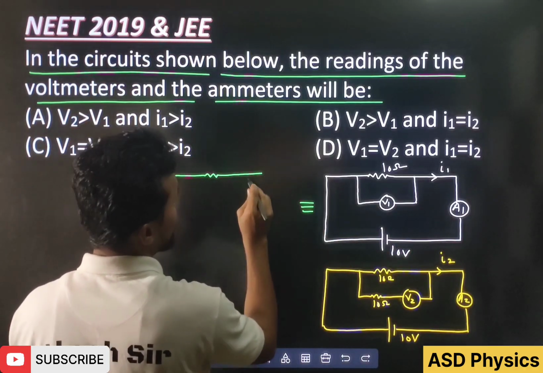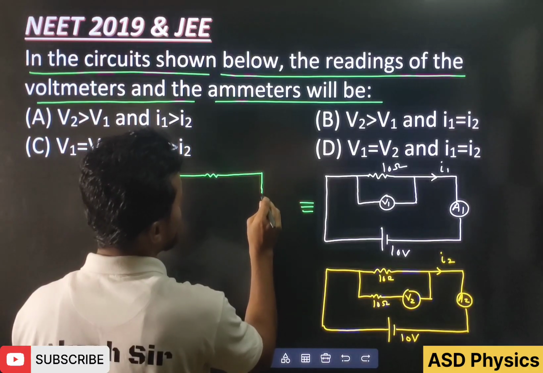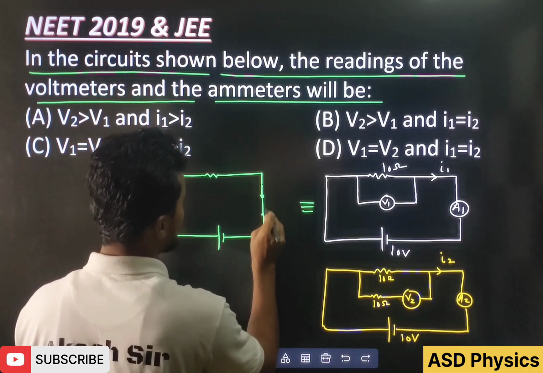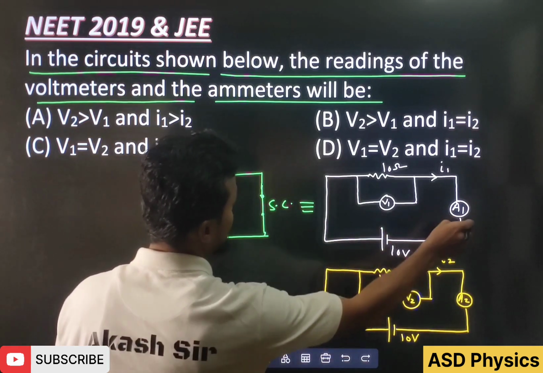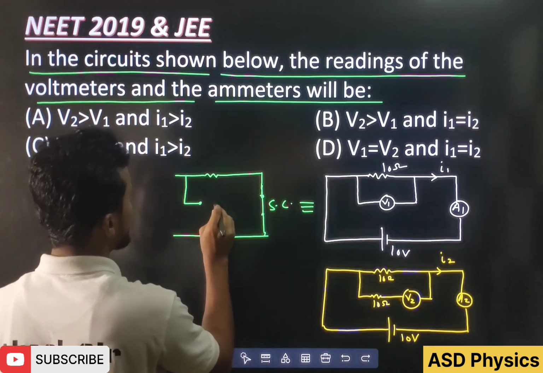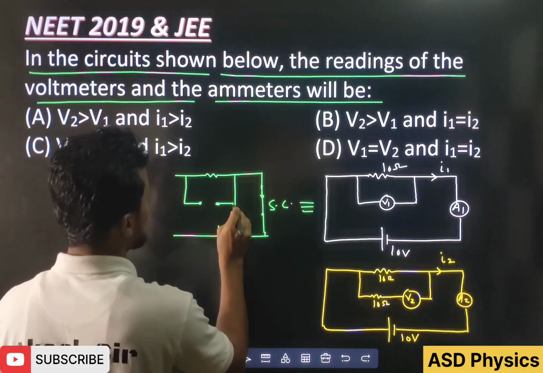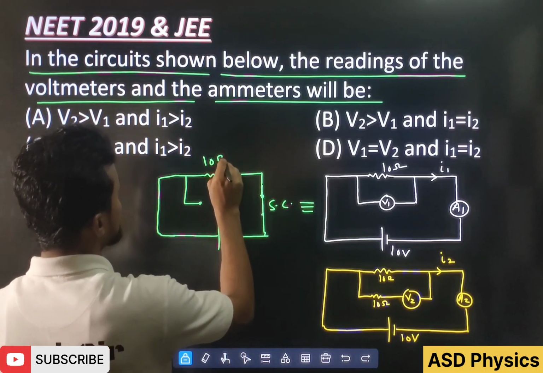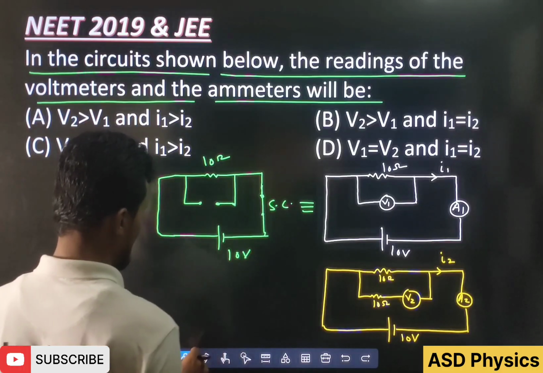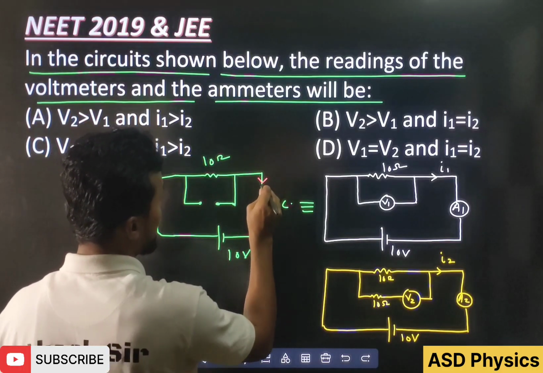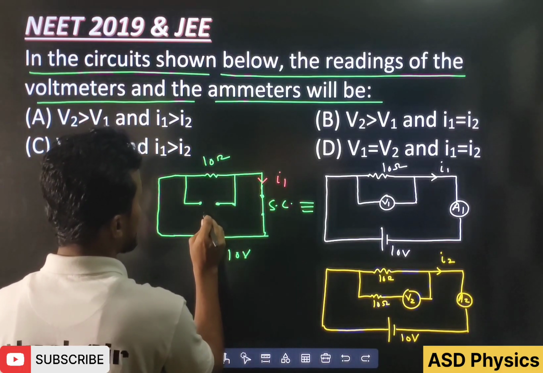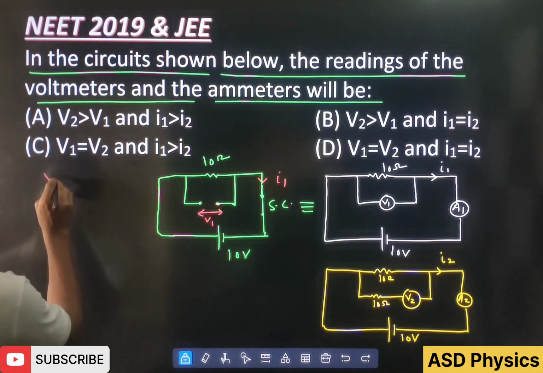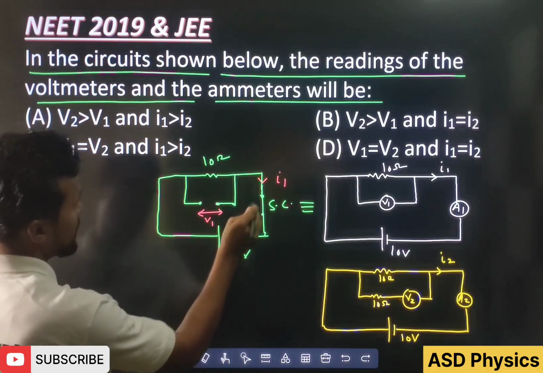Let me draw it here. This is a short circuit because the ammeter is here, and this becomes an open circuit because the voltmeter is here. This is 10 ohm, this is 10 volt. Here the current flowing is I1, and here the voltage is V1.